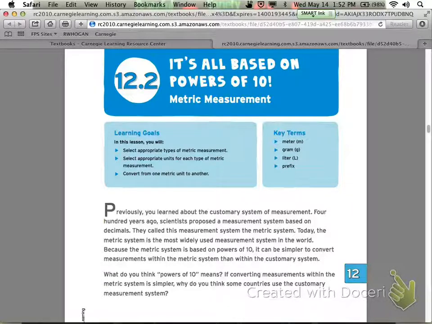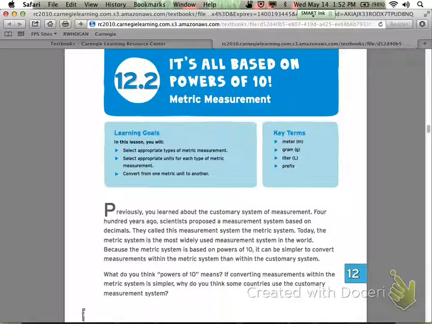Hi class, in 12.2 we will be moving into the metric system. Learning targets for today, we will be selecting appropriate types of metric measurement. We will be selecting appropriate units for each type of metric measurement and converting from one metric unit to another, very similar to what we did in the customary system.